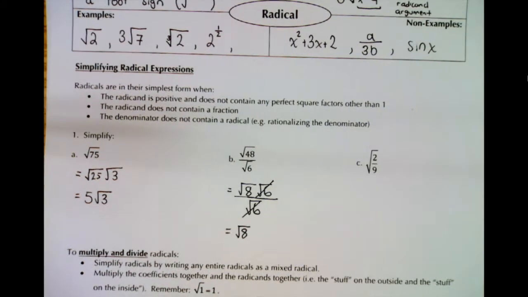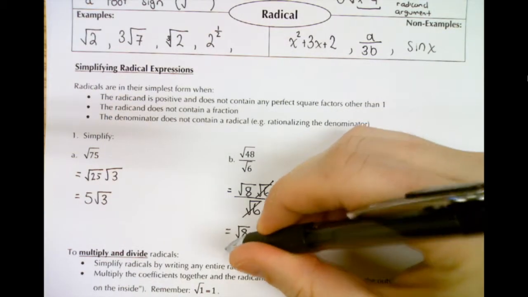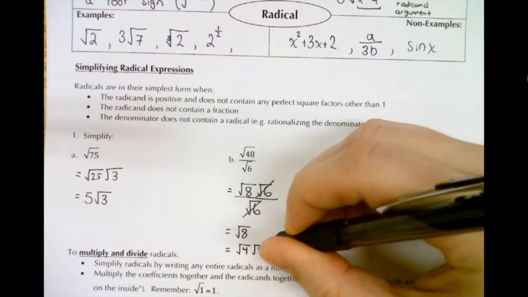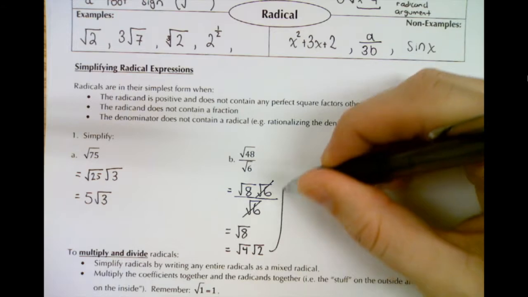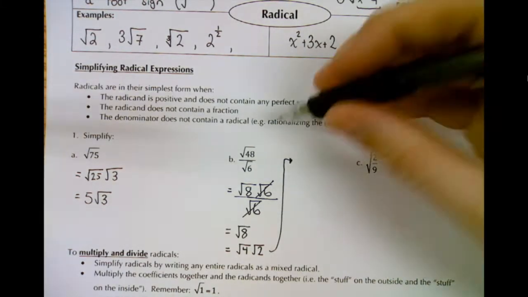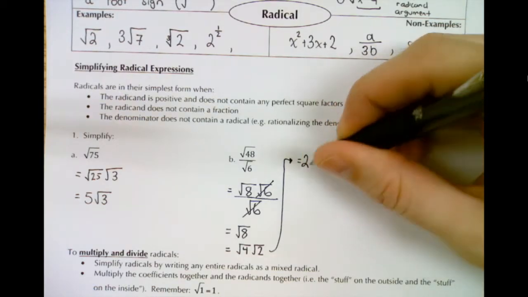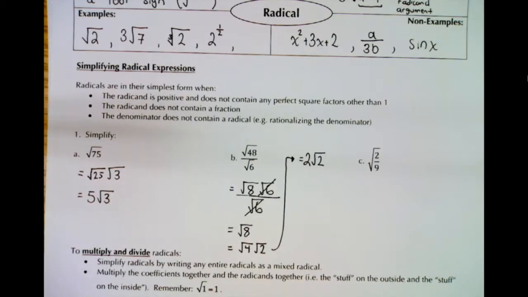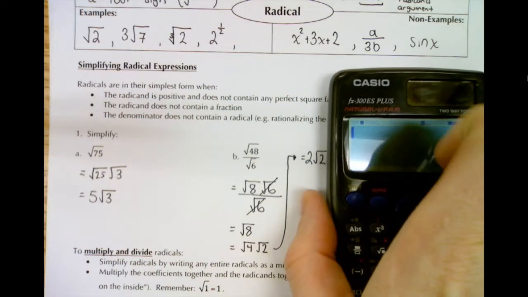Now the square root of 8 in itself is not fully simplified. How come? Well, because 8 has a factor that's a perfect square, and that factor is 4. So we can break 8 down into the square root of 4 and the square root of 2. And I'm going to finish my answer up here. And if you take the square root of 4, you get 2. And you can't take the square root of 2, so we leave it the way it is. 2 times root 2 is the simplified form of the square root of 48 divided by the square root of 6. I checked that one on my calculator.